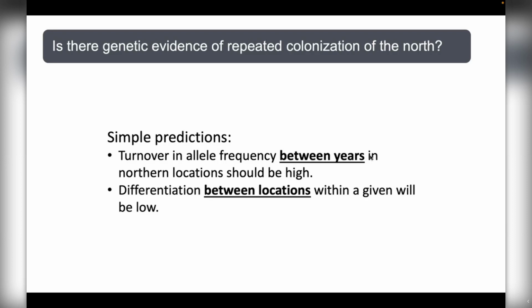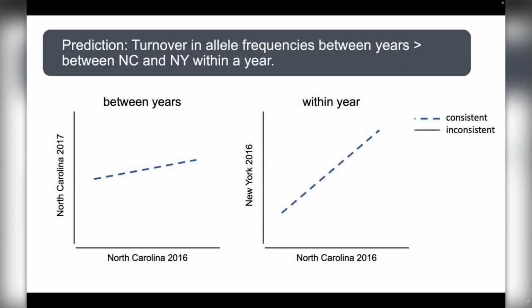Secondly, differentiation between locations within a given year might be low because the same genetic variants are making their way up to those northern populations every year. And so there's not local adaptation and differentiation building up between populations at different locations.